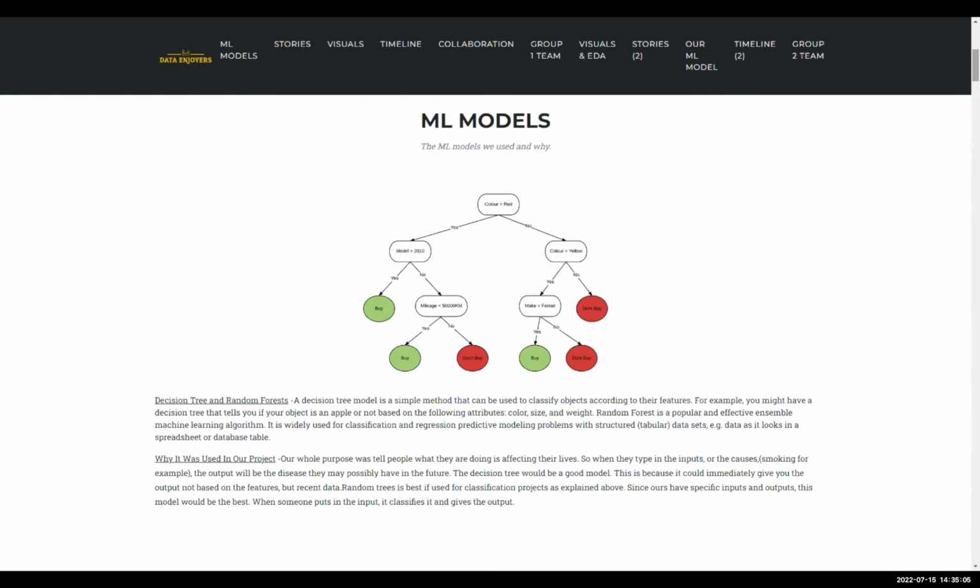Random forest is best if used for classification projects, as explained above. Since ours have specific inputs and outputs, this model would be the best. When people put in the input, it classifies it and gives the output.